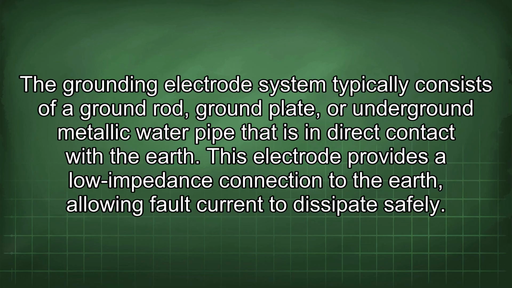The grounding electrode system typically consists of a ground rod, ground plate, or underground metallic water pipe that is in direct contact with the earth. This electrode provides a low impedance connection to the earth, allowing fault current to dissipate safely.